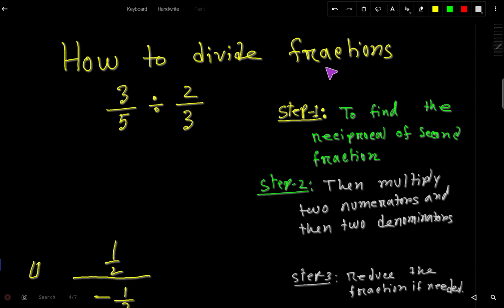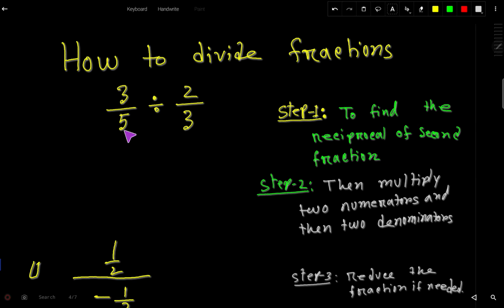How to divide fractions. To divide one fraction by another, we have to go through 3 steps. The first step is to find out the reciprocal of the second fraction. Then we have to multiply the 2 numerators and then the 2 denominators. And at last we have to reduce the fraction if needed. So let us do that.